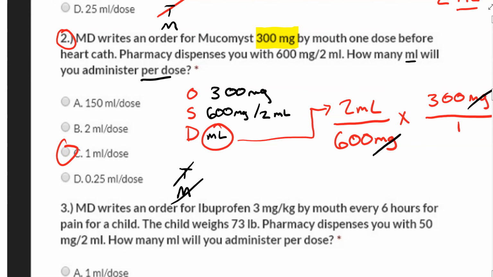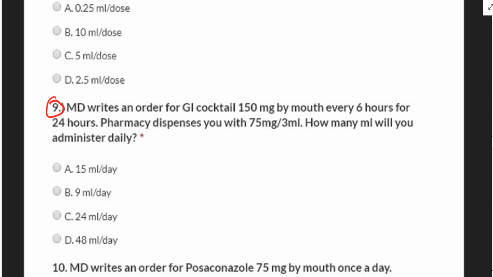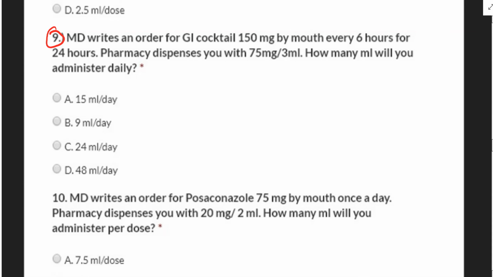Now let's try a few different types of questions here. I'm going to skip down here to number 9. This one is going to be a little bit different, because we're going to have to consider some of those other things that we had talked about. So I have our ordered, our stock, our desired, and then let's also consider our tricks and our memory. Let's write these in a different color, just to help you guys out.